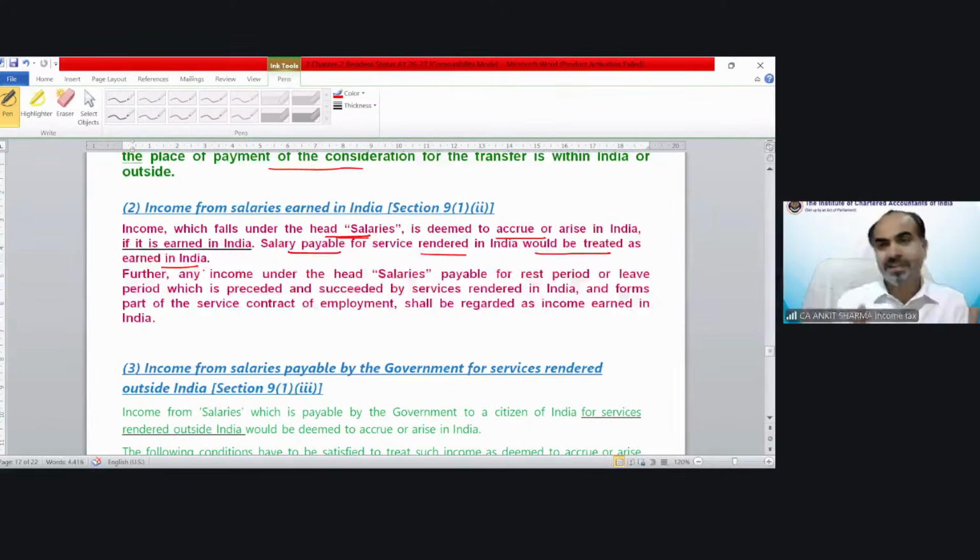So now the concept is that the leave period salary would also be regarded as deemed to arise in India. So any income under the head salary payable for the rest period or leave, which is preceded and succeeded by the services rendered in India and forms part of the service contract of employment, shall be regarded as income earned in India. In a summary, in simple language, if any paid leave is there as per your service contract, then that is also going to be treated as deemed to arise in India, whether received in India or outside does not matter.